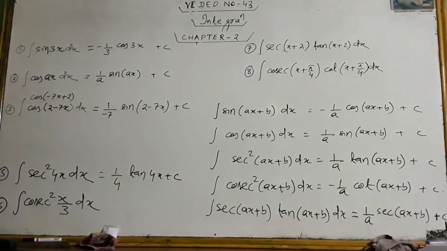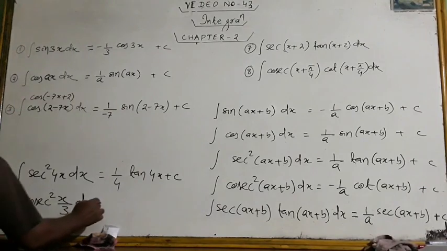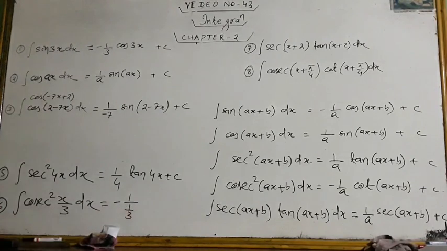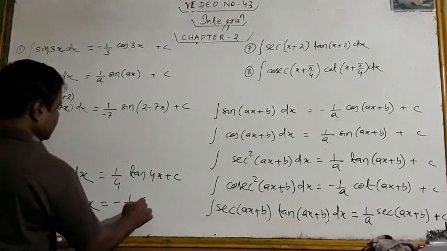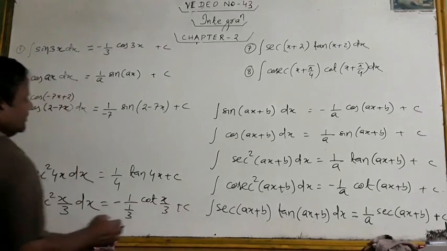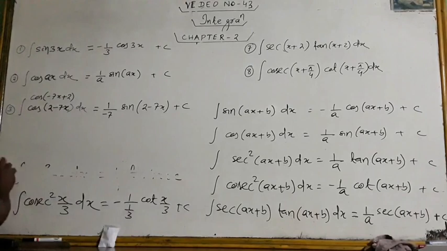Cosec² x by 3: here a is 1 by 3, so you have to put minus 1 by 1 by 3, and the answer is cot x by 3. So it is minus 3 cot x by 3. Now look at this problem again.